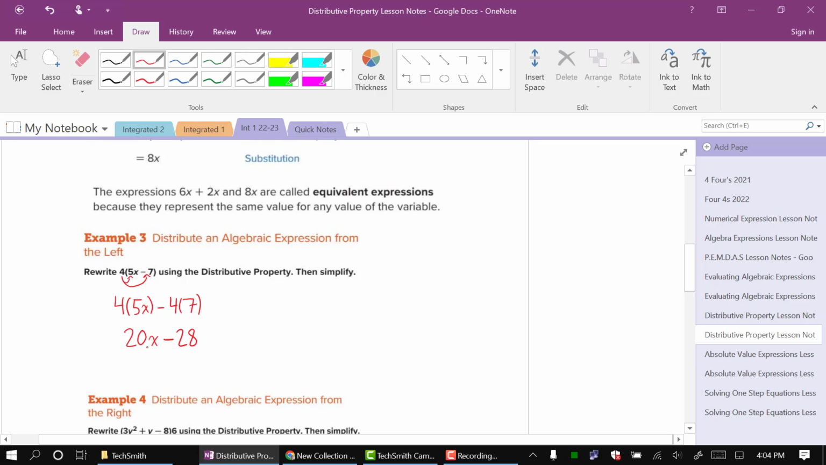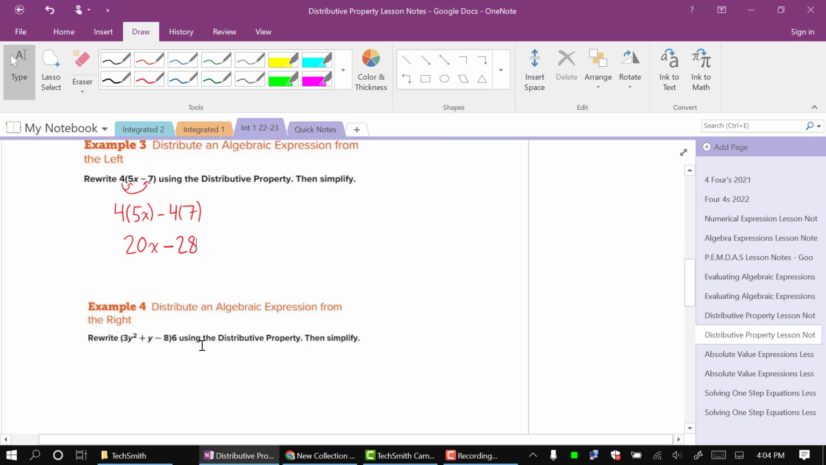So I have a variable term and I have a constant term here. So these will not be like terms. I do not have any parentheses, so this is in simplest form. Let's take a look at example 4.